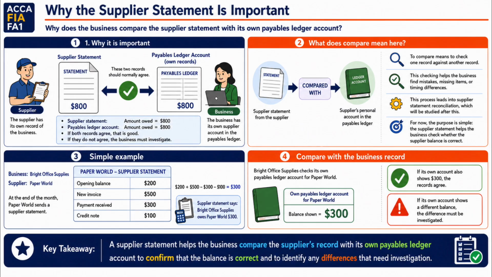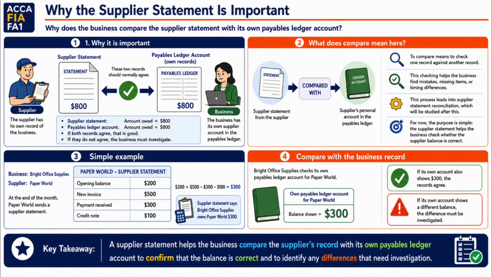What does compare mean here? To compare means to check one record against another record. The business compares the supplier statement from the supplier with the supplier's personal account in the payables ledger. This checking process helps the business find mistakes, missing items, or timing differences. This process leads into supplier statement reconciliation, which we will study after this. For now, just understand the purpose. The supplier statement helps the business check whether the supplier balance is correct.